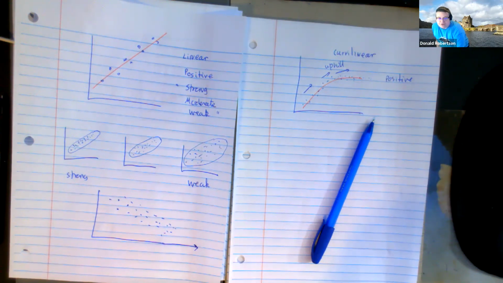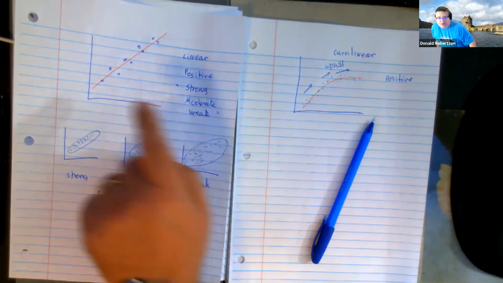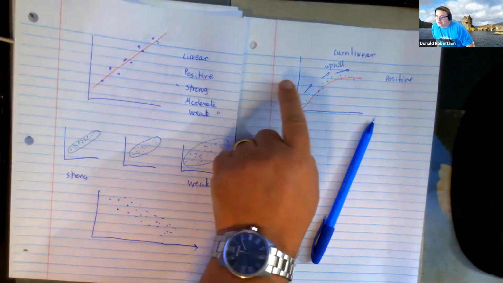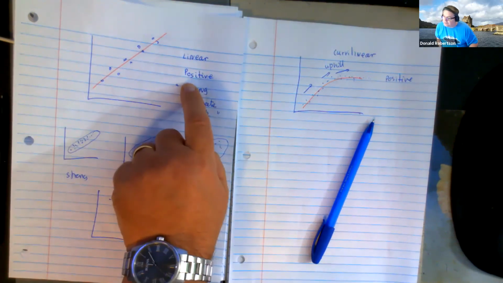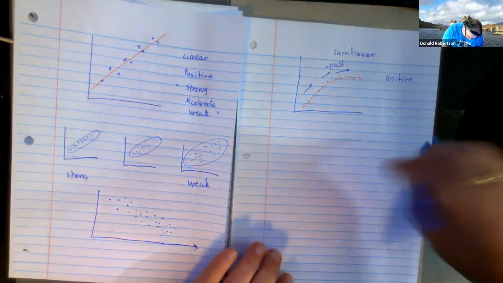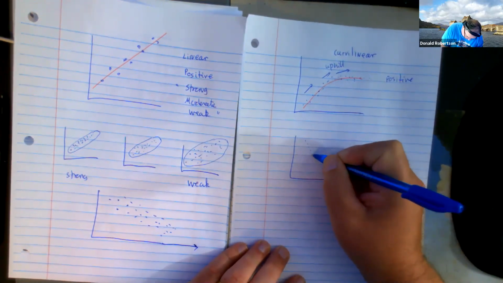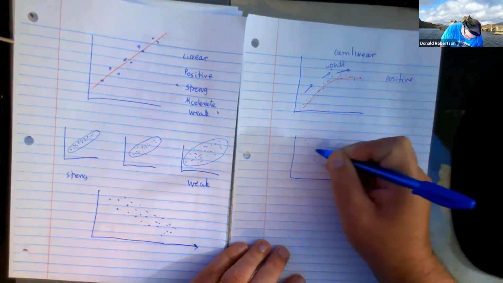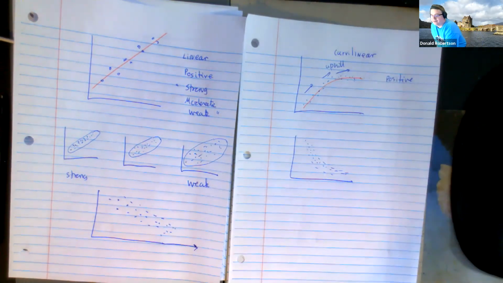So we still use many of the same terms, even though this is straight line, linear, and this is curved, curvilinear, but the words strong, moderate, and weak get used. For instance, if you wanted to see what a negative curvilinear would look like, it looks something like this. Can you see it curving downhill? And then you could say negative, obviously.